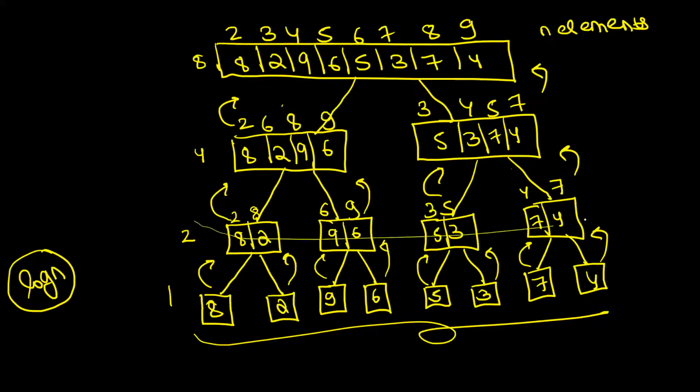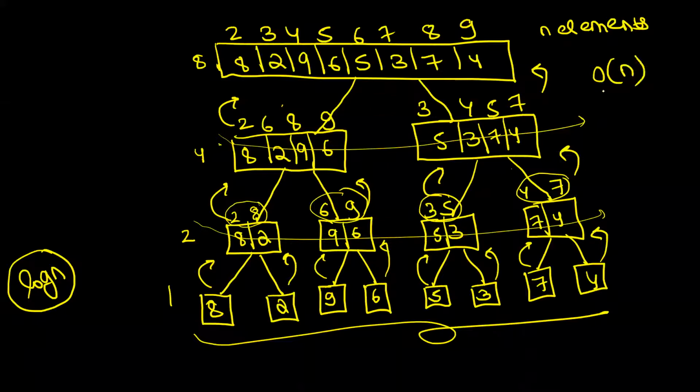Look at this level, guys. What is the work that we are doing? We are performing a merging of 2 plus 2, 4, 4 plus 2, 6, 6 plus 2, 8. So again, we are merging n elements. Look at this level. Again, we are performing a merging of n elements. And what is the time complexity for merging? We had seen that if you are merging n elements, the time complexity of merging will be big O of n. Yes, everyone agrees.